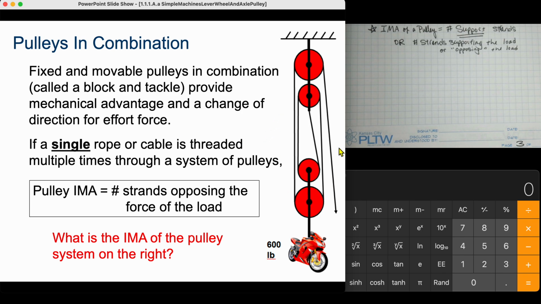Well, what I like to think of is the one that you're actually pulling on, where you're applying your effort force. I basically just don't count that one, and then I count the rest of them. If I'm pulling it down with gravity, then I don't count that one. If I'm pulling up against gravity, then if I'm supporting against gravity, that counts. But if I'm pulling down with gravity, that doesn't count. So I have actually 1, 2, 3, and 4 of these that are going to be supporting the load. And so that is actually going to be an IMA of 4.